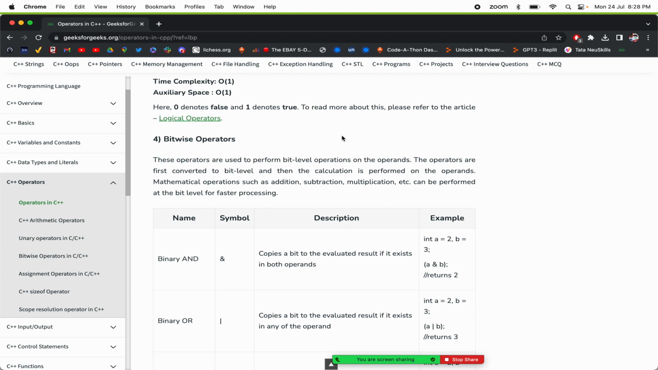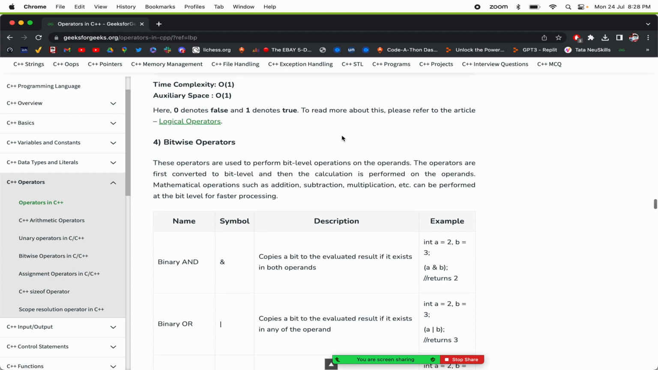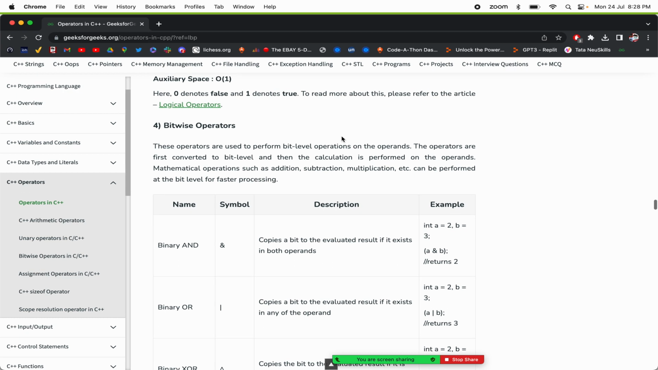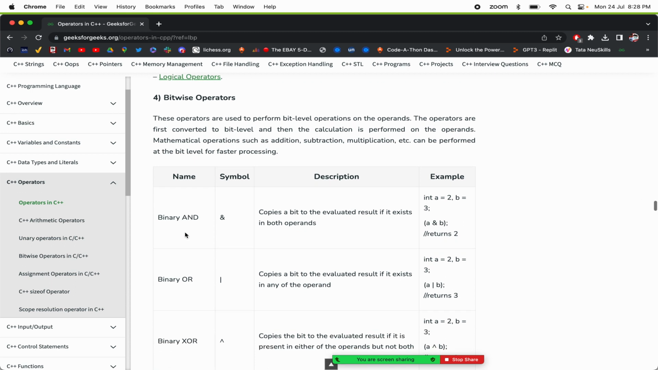So now we are on bitwise operators. Bitwise operators are very interesting. We have already seen them in our previous basic tutorial, but we are going to see them in detail in their own chapter. Right now this is just a brief of bitwise operators. So let's continue. These operators are used to perform bit level operations on the operands.